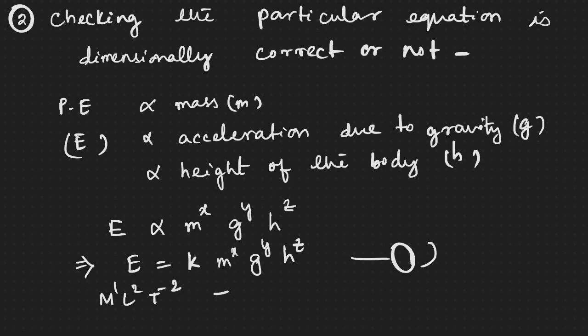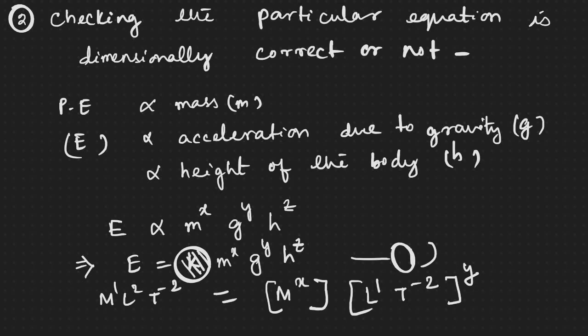Now we will go to the right side of the equation. Going to the right side of the equation, K will be omitted, neglected as it is a dimensionless constant. What would be M? M would be M to the power X only, because L0 T0 will be omitted. So it is only M to the power X in dimension. What is G? G is L1 T minus 2, it is acceleration only, so to the power Y. What is H? Only L1, to the power Z.